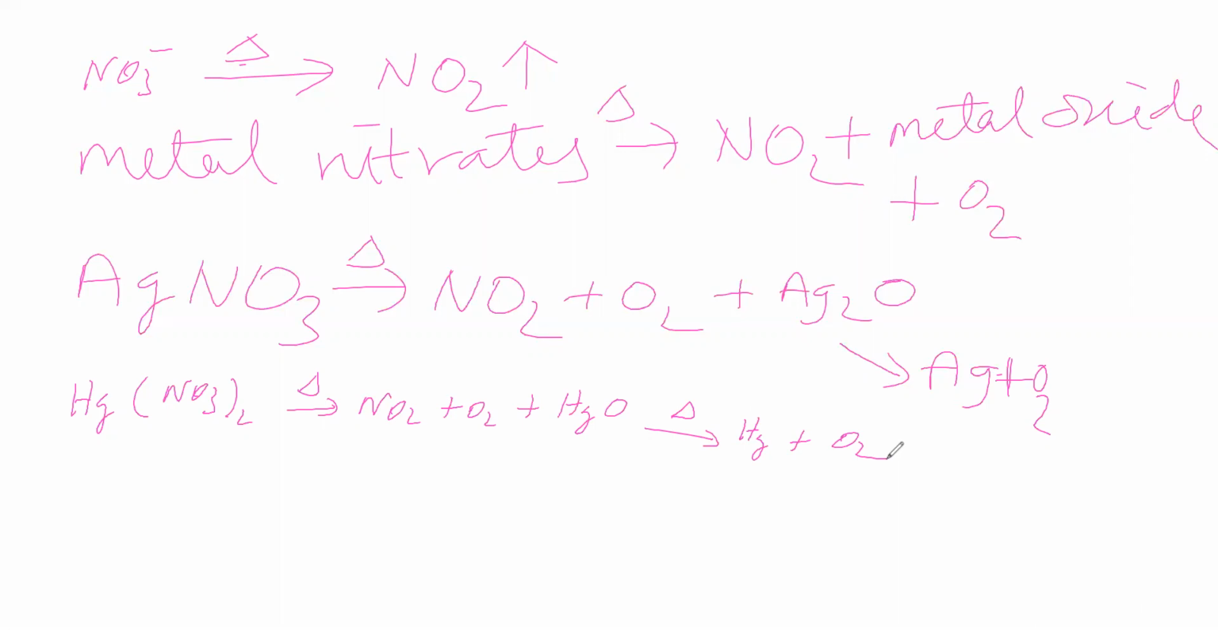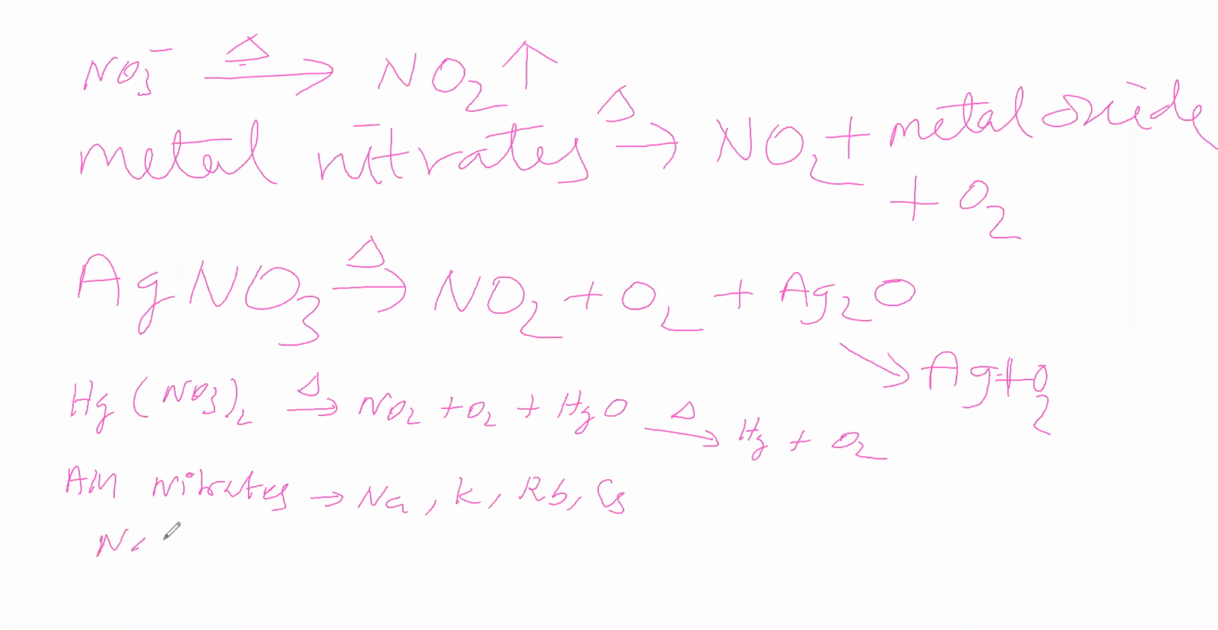Mercuric oxide can undergo decomposition very easily, therefore it gives mercury and oxygen. So mercuric nitrate on dry heating gives NO2 gas, O2 gas and mercury. Next exception is alkali metal nitrates: sodium, potassium, rubidium and cesium, not lithium.